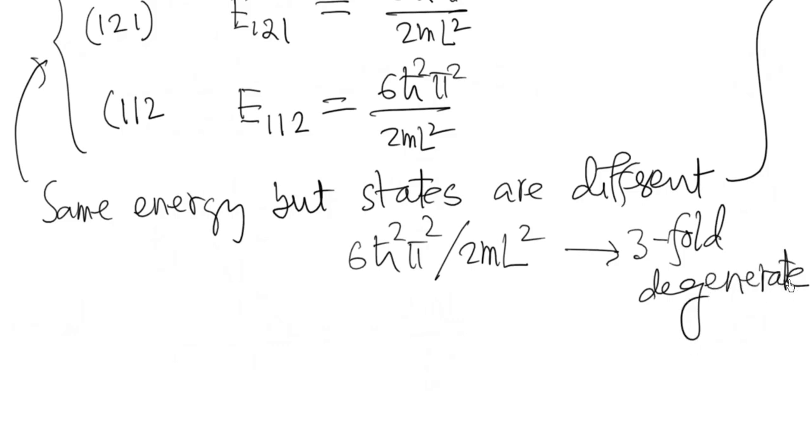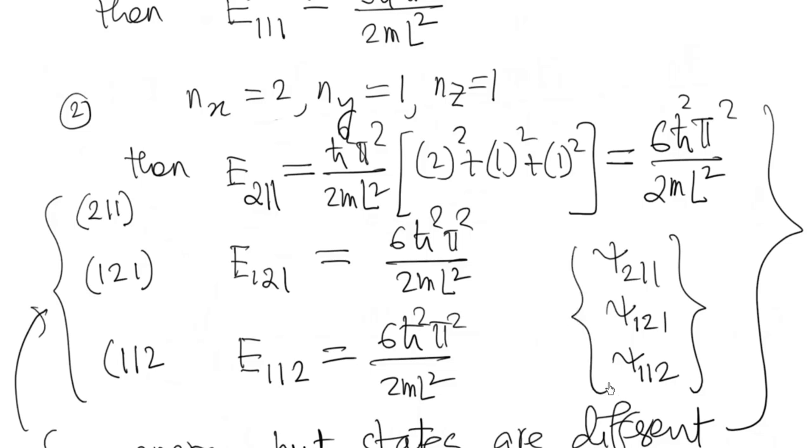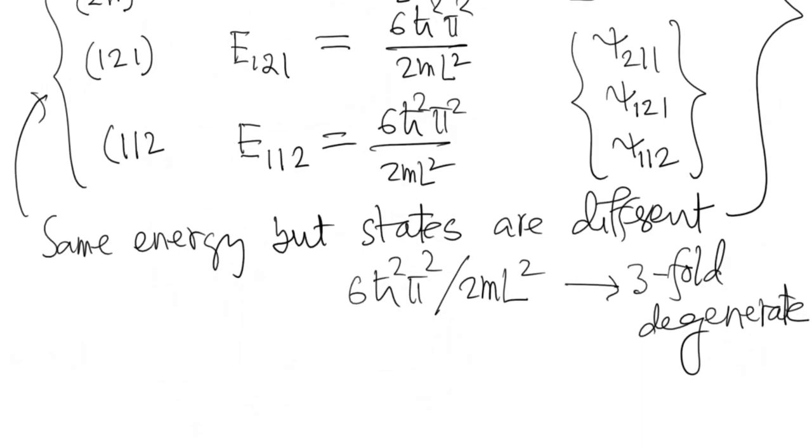Because we are getting three states or three wave functions, we can say that psi 211, psi 121 and psi 112. So three wave functions or three states have the same energy. We call these three states degenerate states, and here we call it threefold degenerate states or threefold degeneracy.